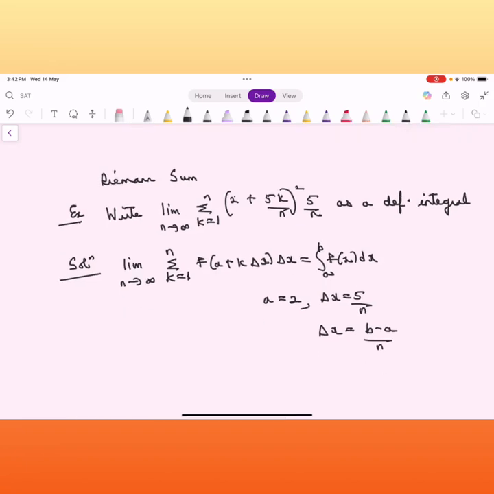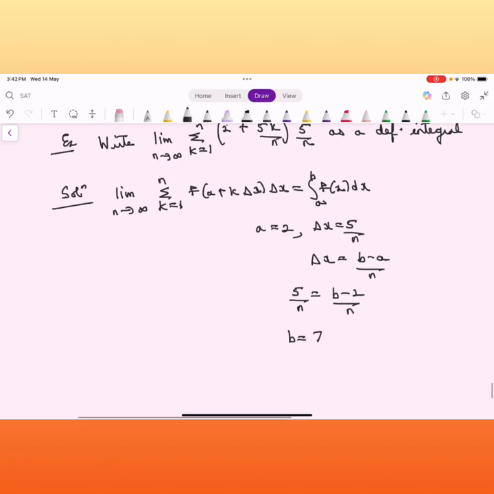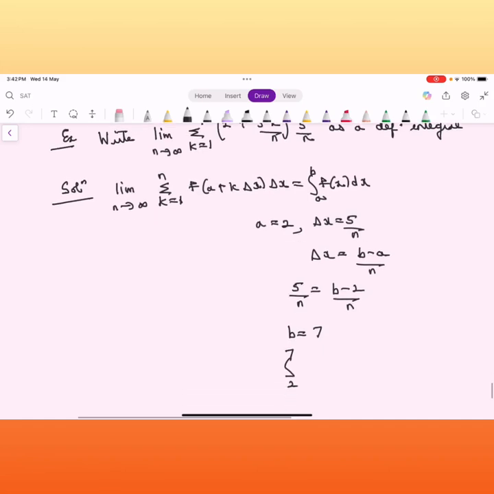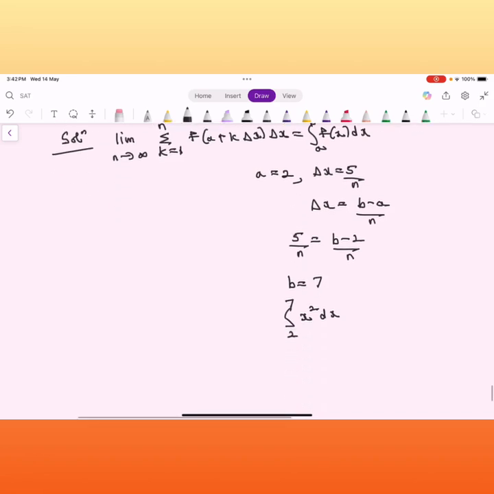So that would mean that 5 by n equals (b minus 2) by n. So the n gets cancelled and comparing it you get b as 7. So this will be the integral from 2 to 7 of x squared dx, because you have (2 plus 5k by n) the whole squared. So this is your integral.